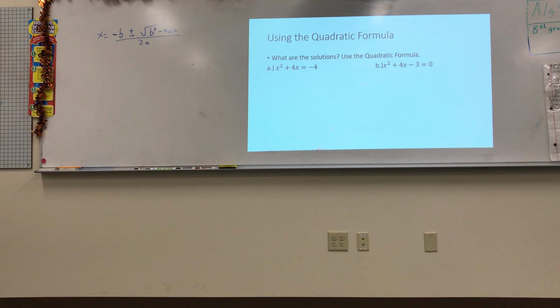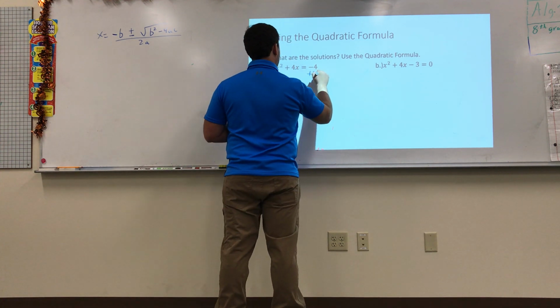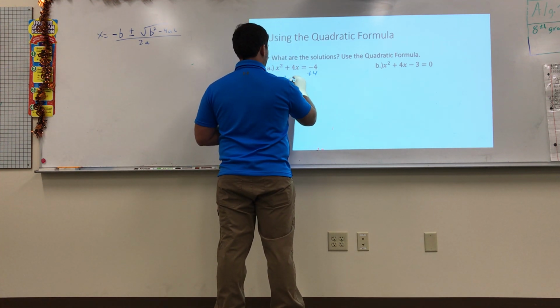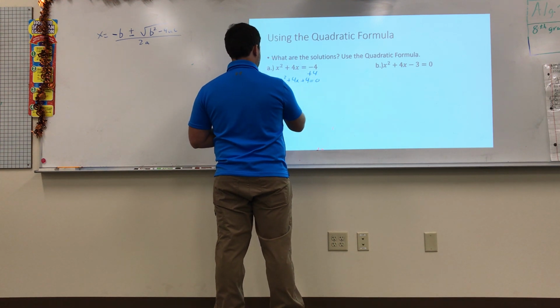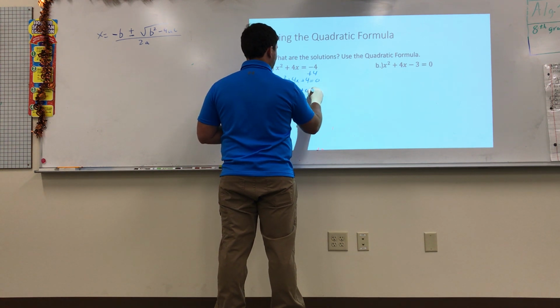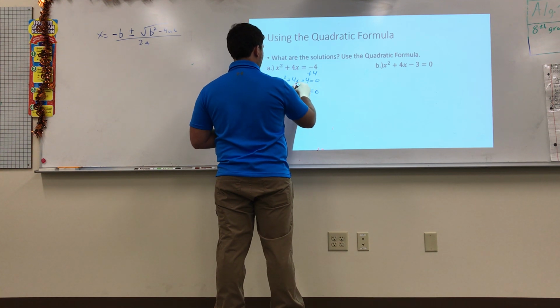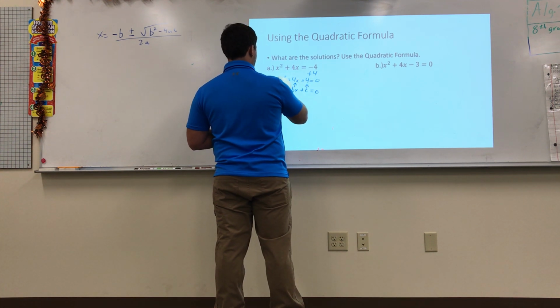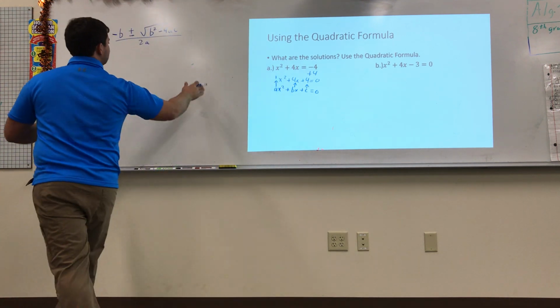So, this one right here, I'm going to add 4 over. x squared plus 4x plus 4 equals 0. The reason I did that is I want it in the form of ax squared plus bx plus c equals 0, so that I can figure out what my values are. c is 4, b is 4, a would technically be a 1. Okay? Now I need to sub that in here.